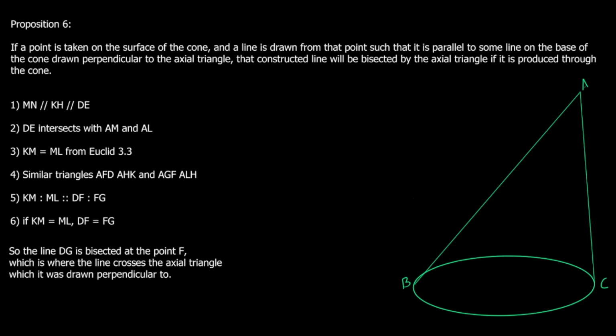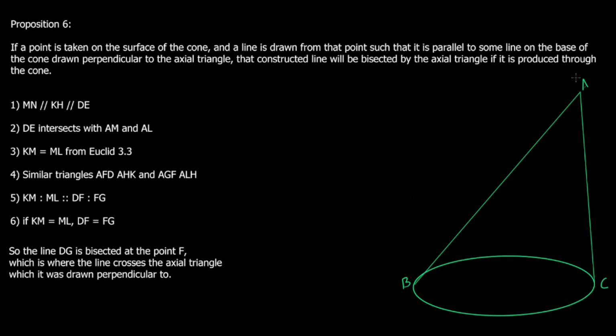Proposition 6. If a point is taken on the surface of a cone, and a line is drawn from that point such that it's parallel to some line on the base of the cone, which is perpendicular to the axial triangle, that constructed line will be bisected by the axial triangle if it is produced through the cone.